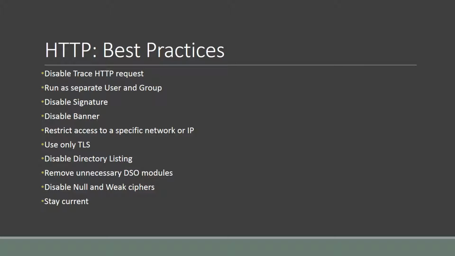8. Remove unnecessary DSO modules. Configuration needs to be verified in order to do this. 9. Disable null and weak ciphers. This will help secure the Apache HTTP. And finally, stay current. Keeping the latest version will ensure the newest patches and fixes.